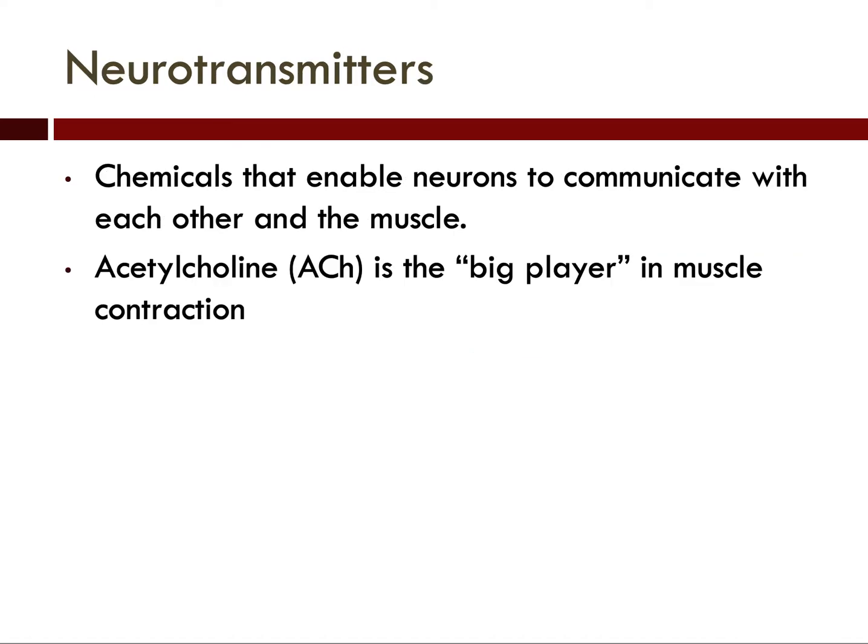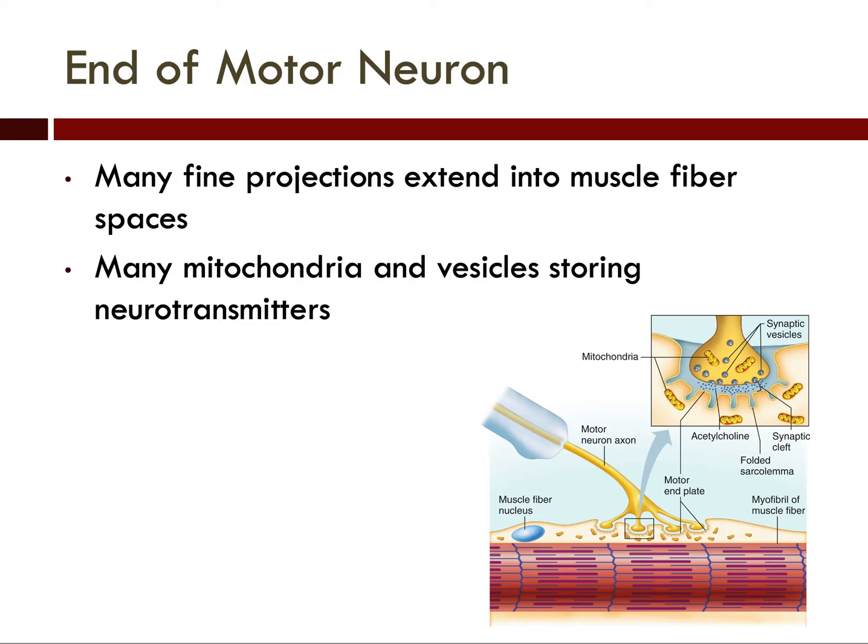Neurotransmitters are the chemicals that are going to enable the impulse from the neuron to then travel into the muscle, right? Neurotransmitters enable the neurons to communicate with other neurons, and in this case, the muscle. The neurotransmitter that we're going to be talking about within the muscular system is called acetylcholine. Acetylcholine is abbreviated ACh. We find acetylcholine in other parts of our body as well, but we're going to focus on it within muscle contraction.